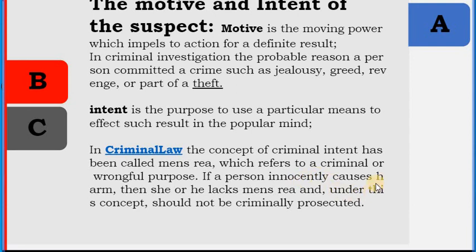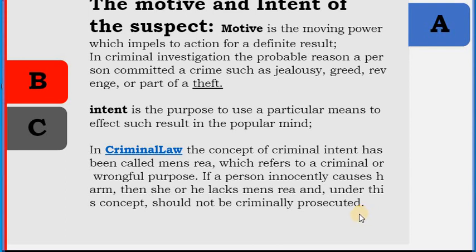If a person innocently caused harm, and she or he lacks mens rea, under this concept, he should not be criminally prosecuted. For example, accidentally, napatay mo yung nanay mo. Sabi nga niya sa criminal law, kapag wala yung intention na to, what will happen? Therefore, he should not be criminally prosecuted. Kasi wala naman siyang intention na patayin siya.